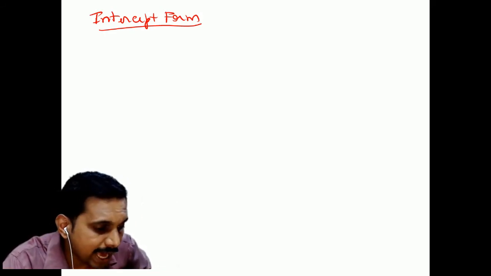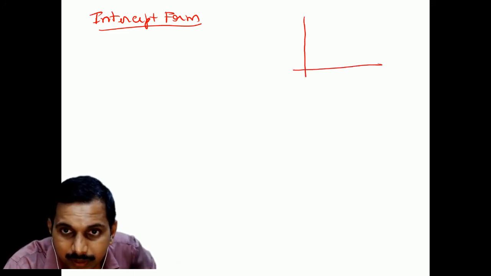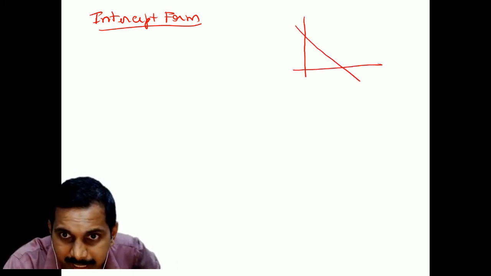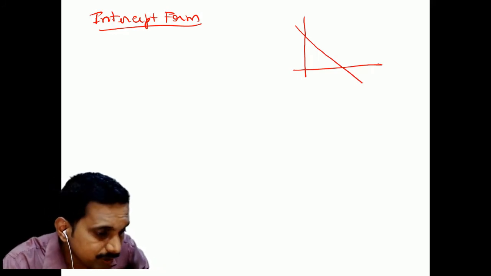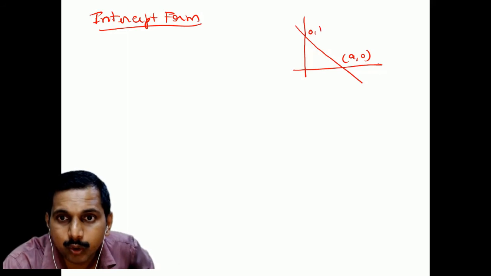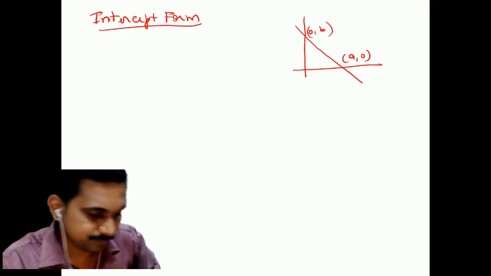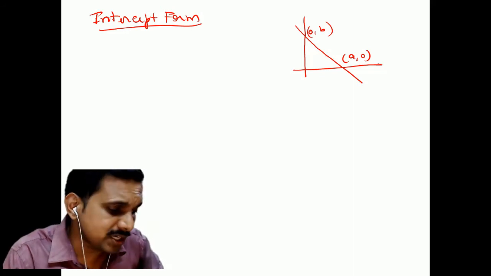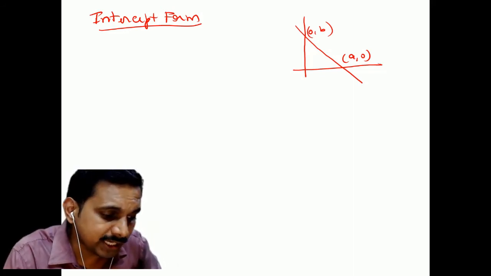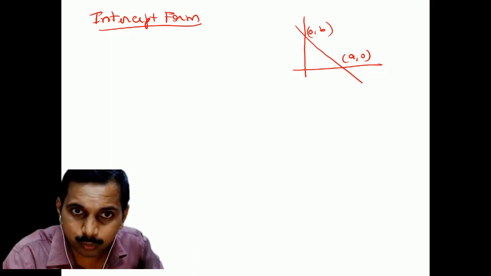Say we have a line which is passing through a, 0 and 0, b. What is the equation of this line, if you ask? How do we do that? How is the equation of the line written? The equation of the line can be written between 2 points.